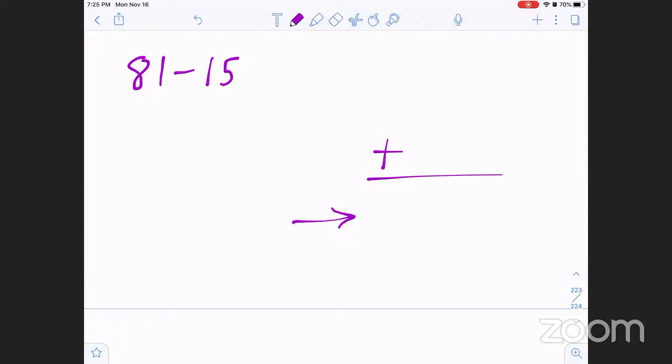You should have the problem done by now. If you didn't get it done, really make sure you're paying attention to see how this goes. The biggest number goes at the bottom because that's the answer to an addition problem. And then 15 goes up here.